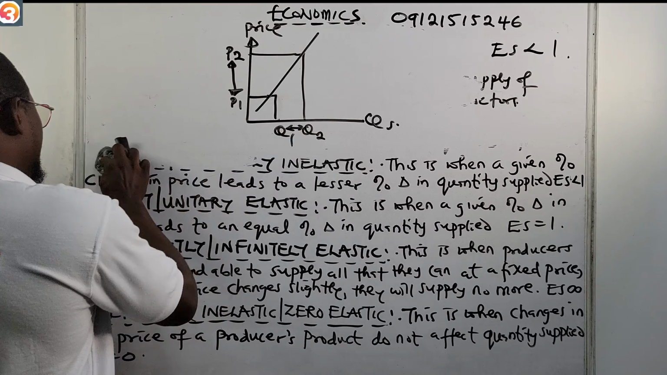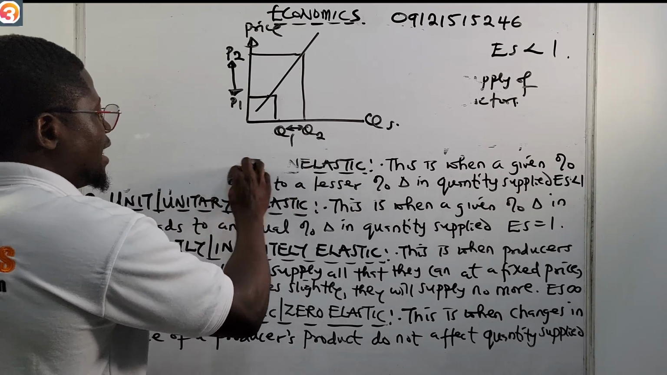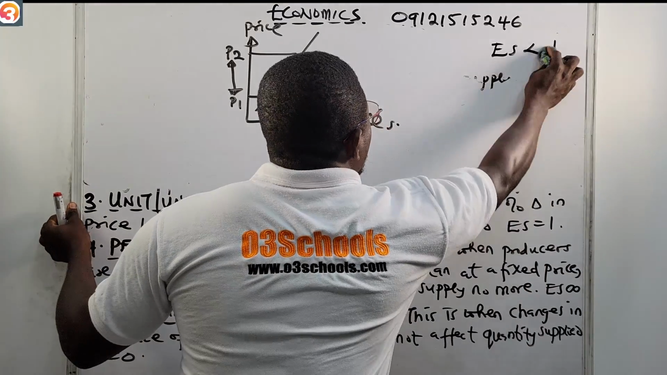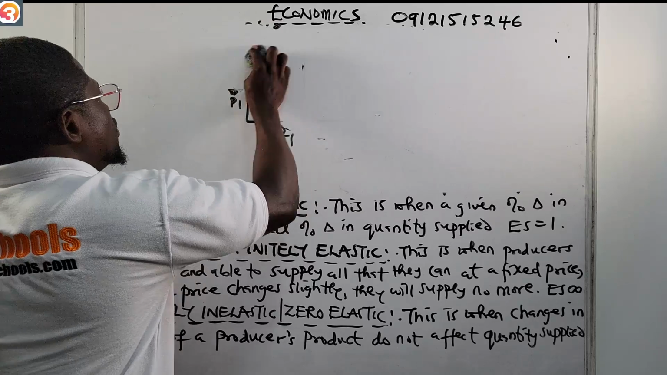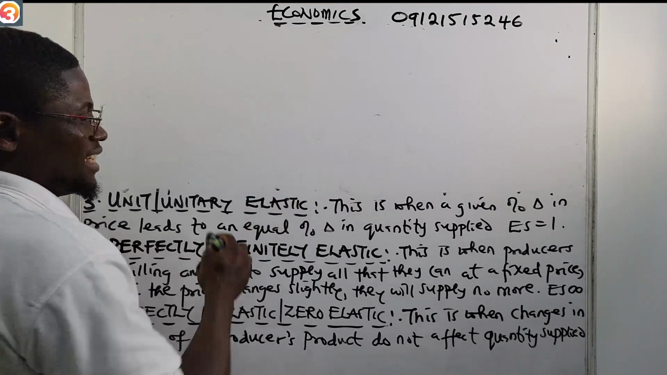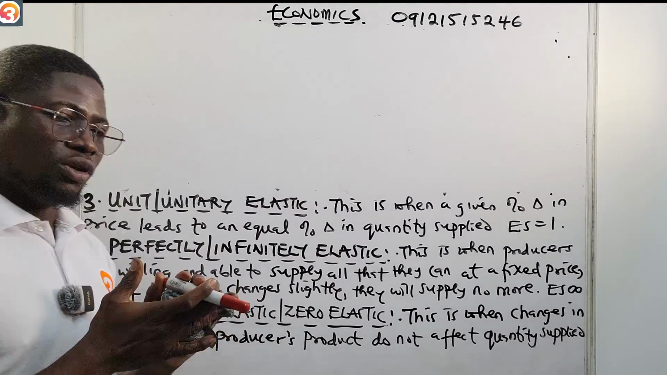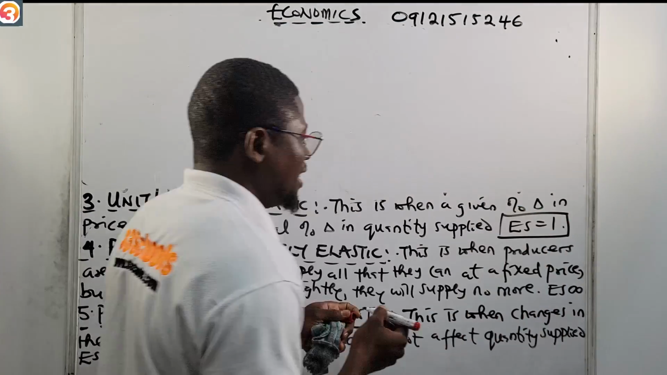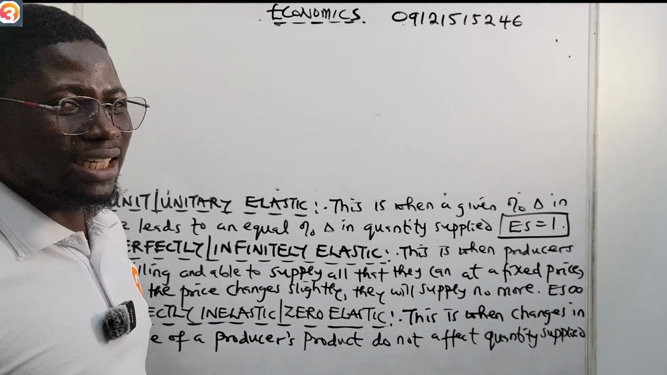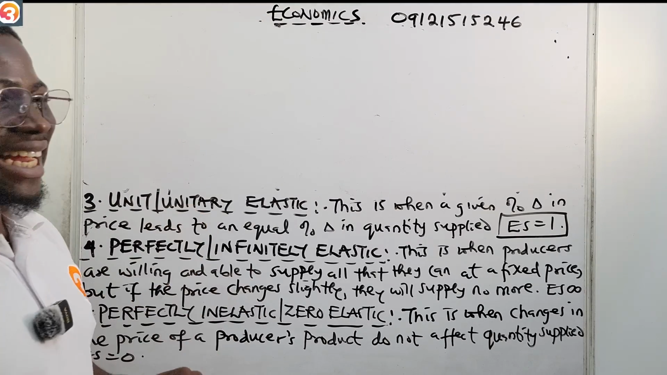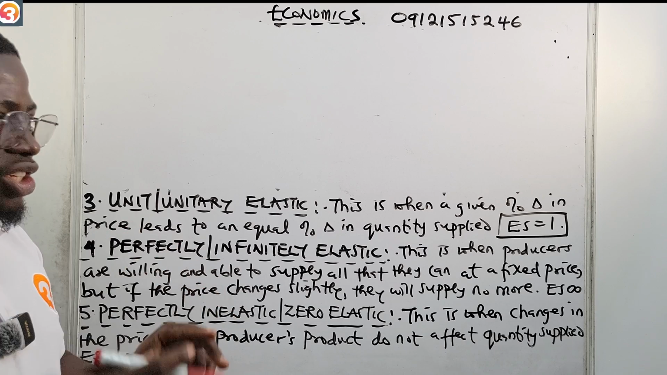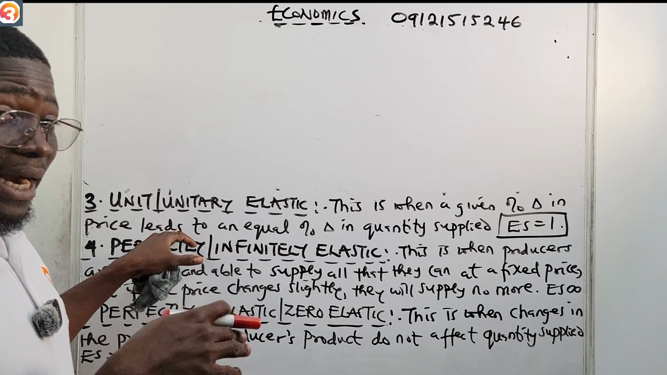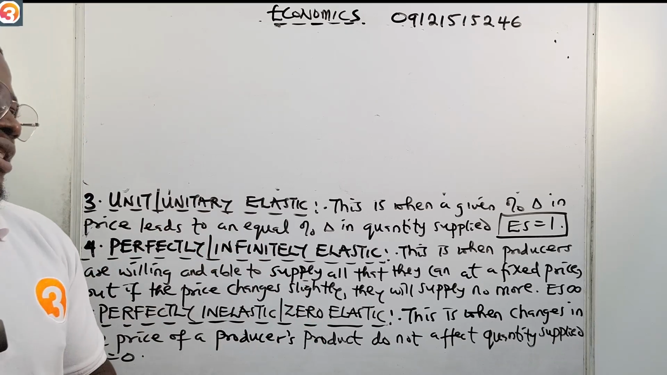Let us go to the third one, which is unit or unitary elastic supply. For unit or unitary elastic supply, we say that this is when the percentage change in price is equal to the percentage change in quantity supplied, such that the coefficient of elasticity of supply is equal to 1. That is what unit elastic supply is: a percentage change in price leads to an equal percentage change in quantity supplied.